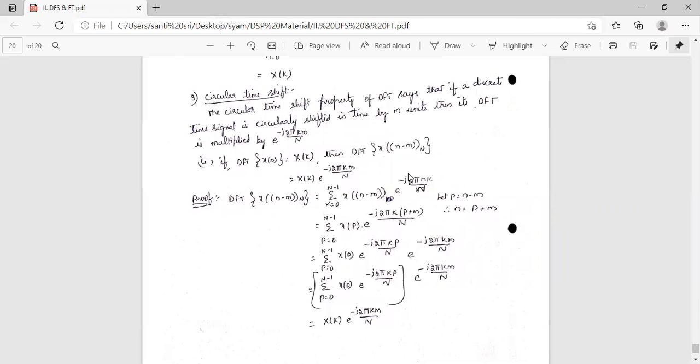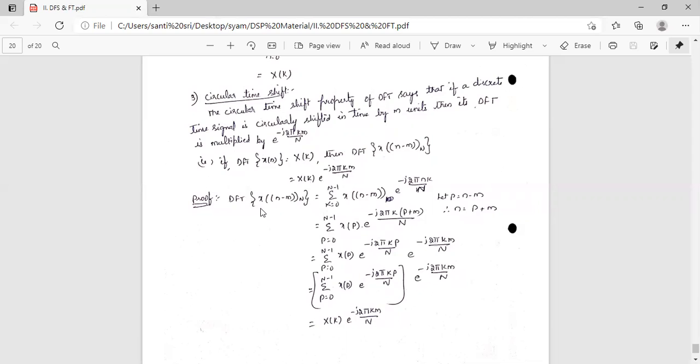That is, if DFT of x of n is X of k, then DFT of x of (n minus m) modulo N is equal to X of k into e power minus j 2 pi k m by N. So let us prove this.